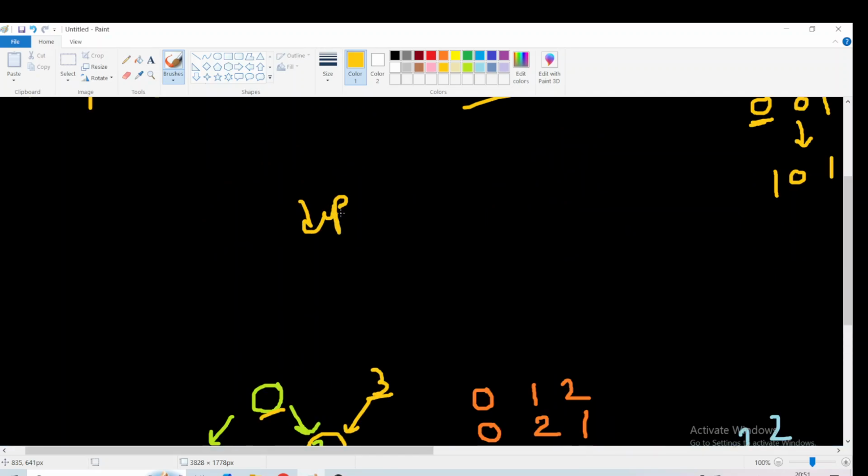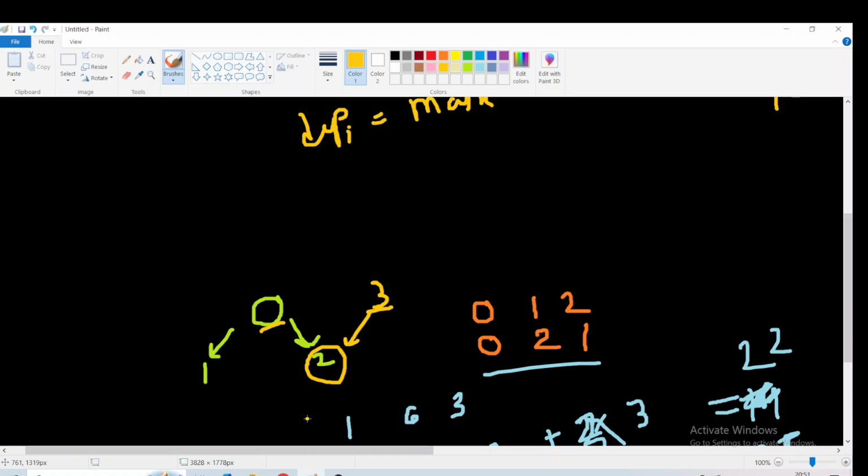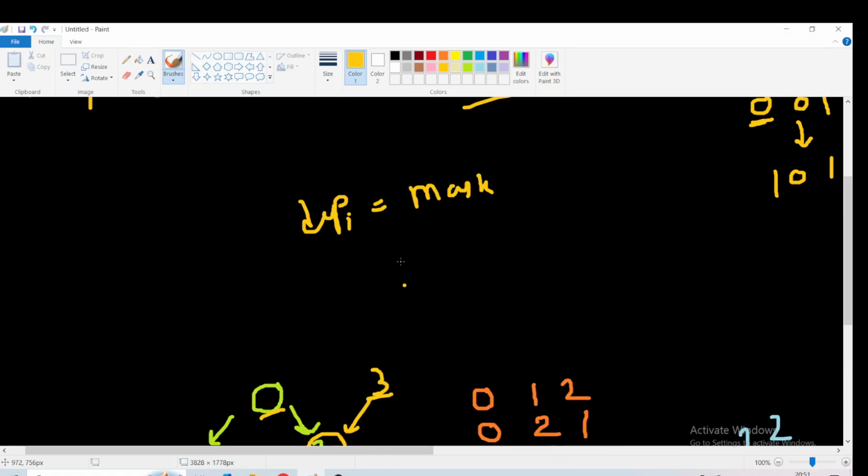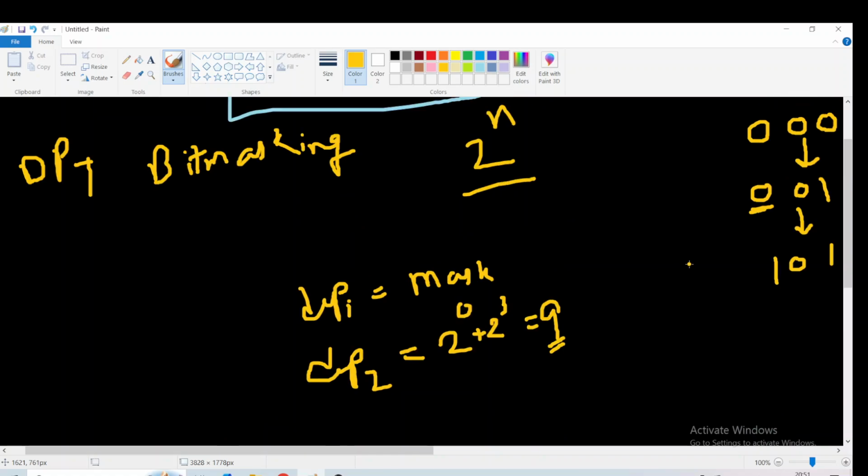So that's why I have also taken one dependent I. Dependent I means I is dependent on which index. So dependent I is another bit mask. Here you can see that 2 is dependent on 0 and 3. So dependent of 2 is nothing but 2 to the power 0 plus 2 to the power 3, which will be 9. So we will check if the dependent of 2 is a subset of the current mask, then only we can take 2.